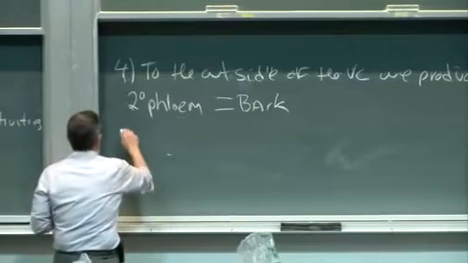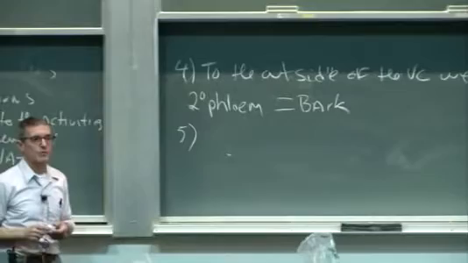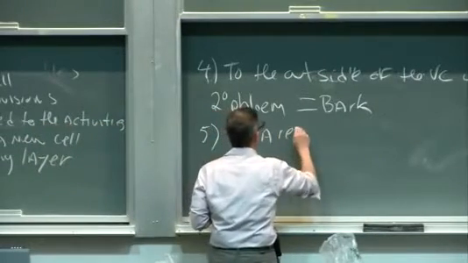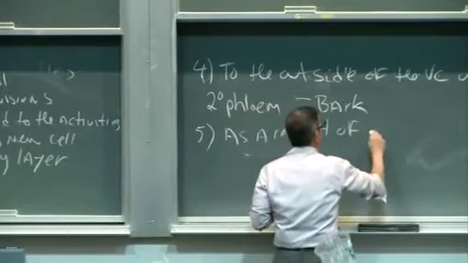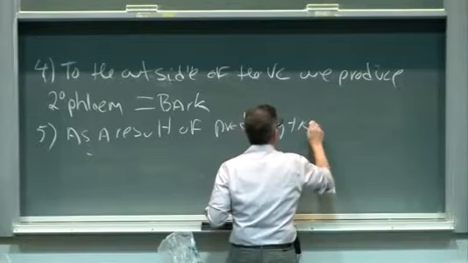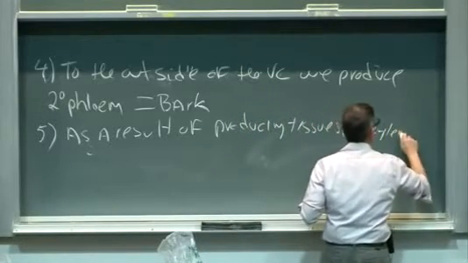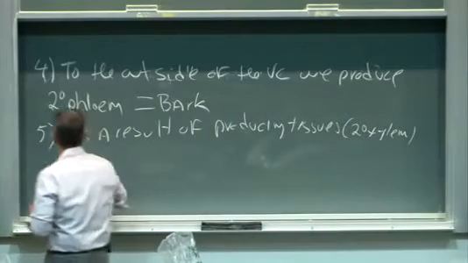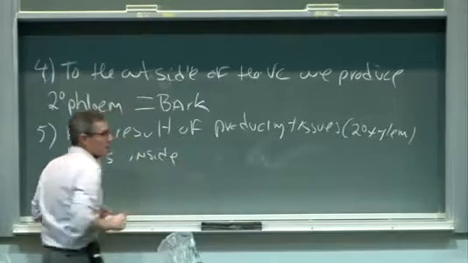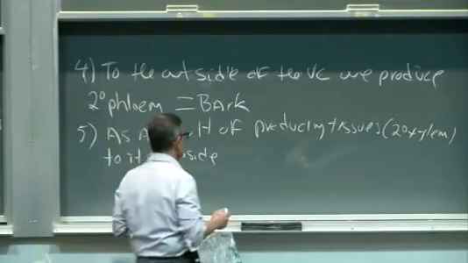And finally, the last major consequence that I want to discuss with you now is that as a result of producing tissues, namely secondary xylem, to its inside, the vascular cambium has to enlarge in circumference. I'll show you what this means in a moment.